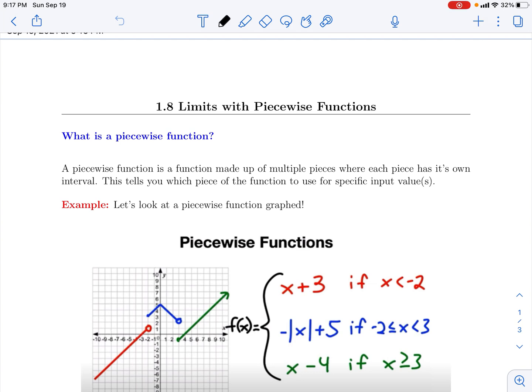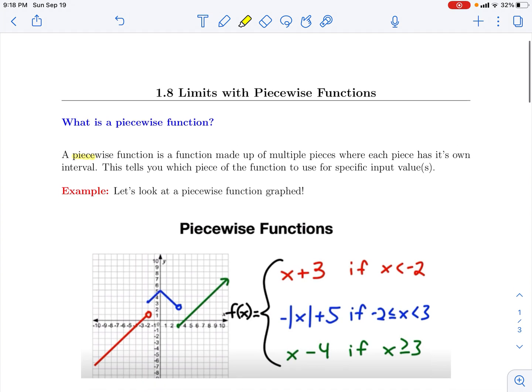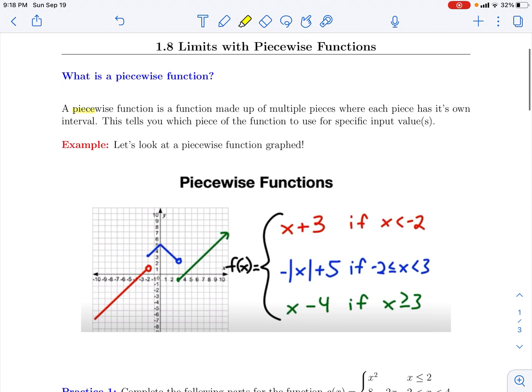Alright, so what's a piecewise function? Just like in its name, piece and then function, a piecewise function is a function made up of multiple pieces, shocker, right, where each piece has its own interval. These intervals tell you which piece of the function to use for specific input values. Here you can see an example of an actual piecewise function.